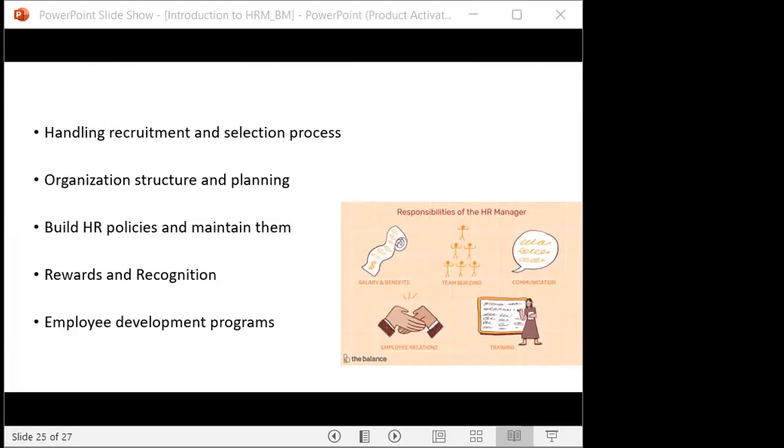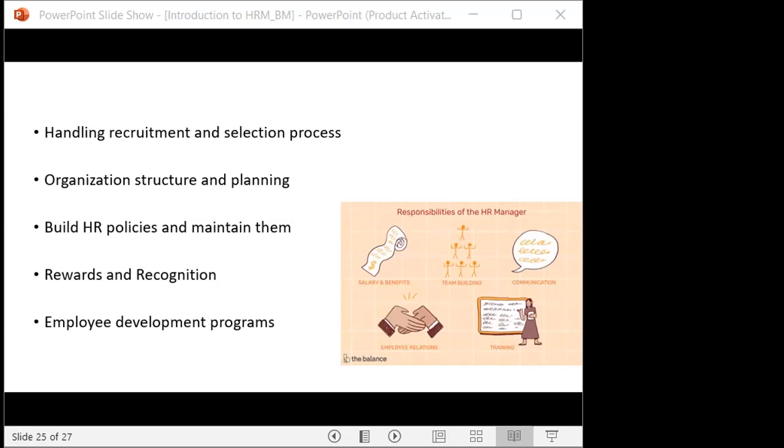And lastly, we have training and development. Organizing, coordinating, preparing and implementing training and development programs for the employees, and improving their skills and knowledge, is another main responsibility of an HR manager, right? So those are the main 5 HR responsibilities of an HR manager.